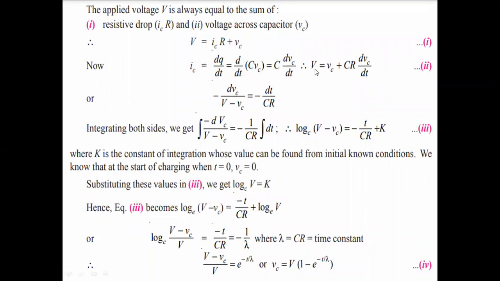See here, capital V is equal to Vc plus CR into dVc by dt. In the discharging of the capacitor, this V is disconnected, so this value is 0. Then from this we get Vc is equal to minus CR into dVc by dt, from this equation.